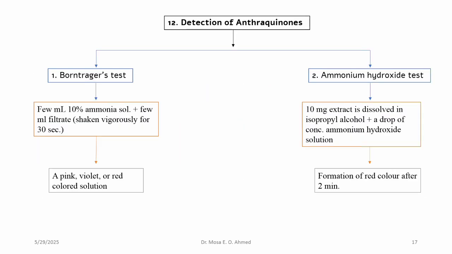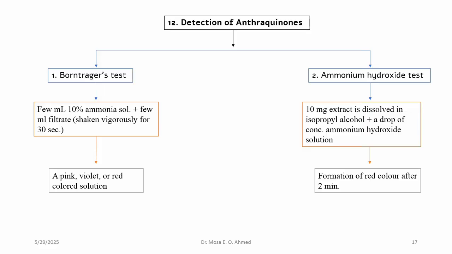Anthraquinone is another class of phenolic compound. We talked about anthraquinone glycosides when we spoke about the test for glycosides, and we said we use the Borntrager test and other types of tests for presence of glycosides. Here for anthraquinone, there are two types of tests, the Borntrager test and the ammonium hydroxide test.